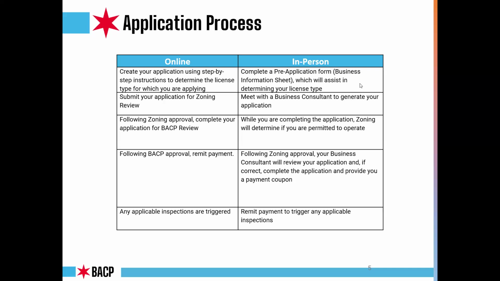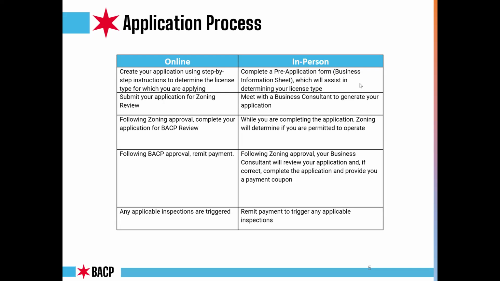In person, a little different. You're going to start with a pre-application that you will fill out. This is called a business information sheet. This will assist you in determining your license type. It's going to assist the business consultant in generating the proper application for your specific business. Once the consultant generates your application, it immediately gets put into the zoning queue. Okay.